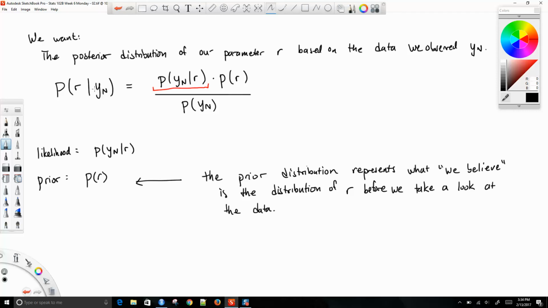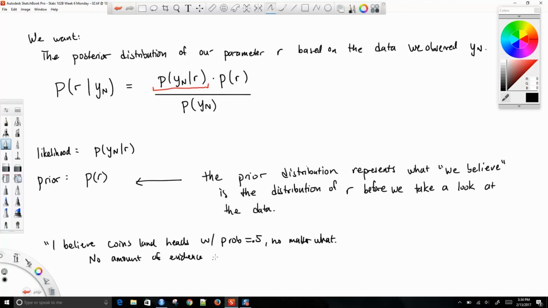And that would be reflected in this P(R). So: I believe coins land heads with probability equal to 0.5, no matter what, and no amount of evidence can change my mind. That prior belief is just this: at 0.5 there's a spike going up to infinity, and everywhere else it's 0.